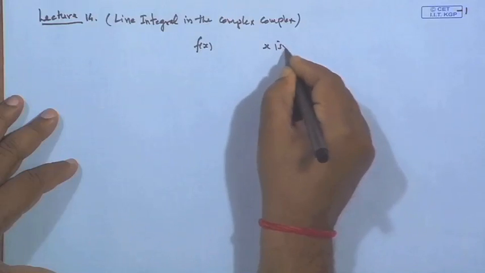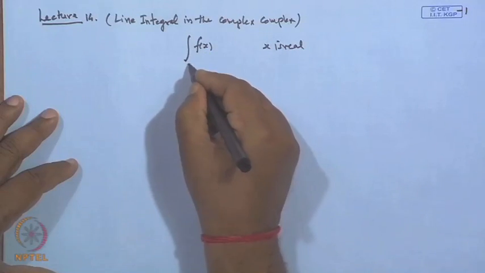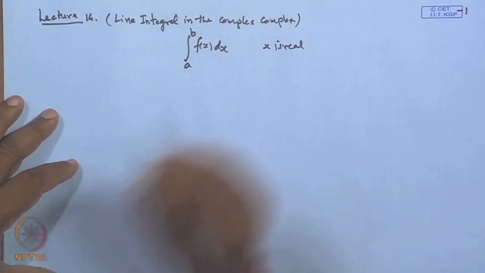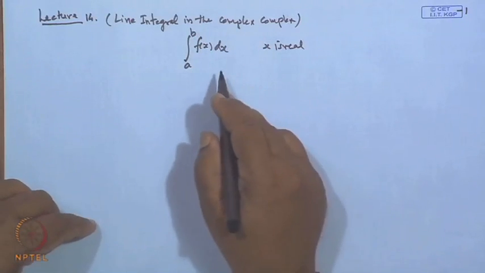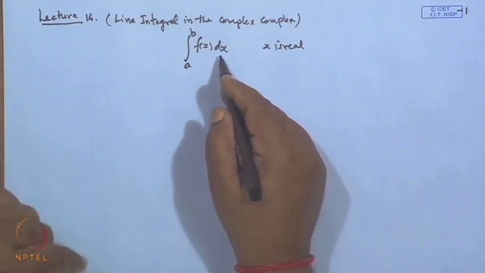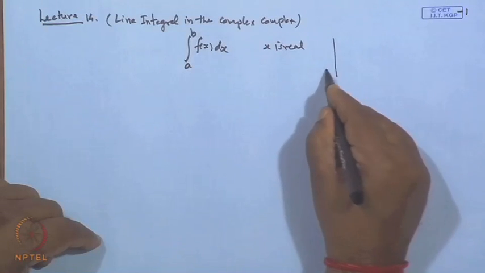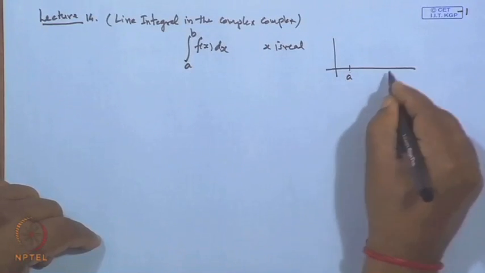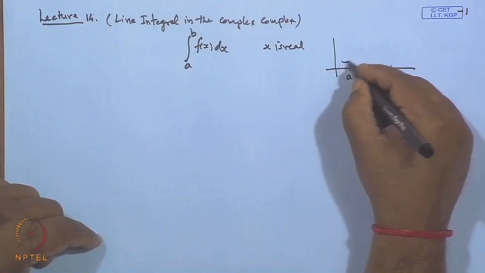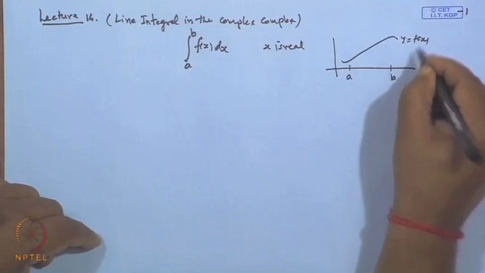So, today we will discuss the line integral in the complex plane. We know in case of a function of a real variable f(x), when x is real, the integral from a to b of f(x) dx, we call it a definite integral of the function f(x), and it represents the area bounded by the curve y = f(x), the two ordinates x = a, x = b, and the x axis.